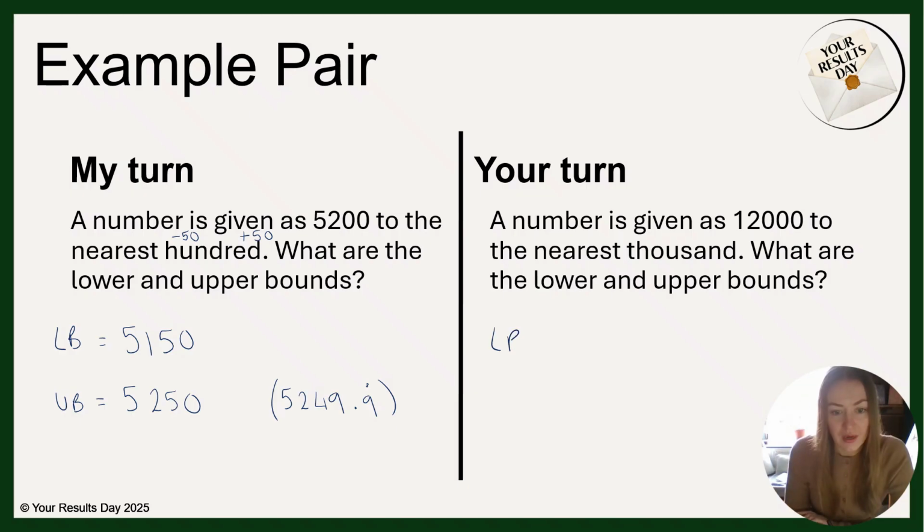We're looking for a lower bound and an upper bound. Now your question said a number is given as 12,000 to the nearest 1,000, which means half of 1,000 is 500. So for our lower bound, I need to subtract 500. And for our upper bound, I need to add 500.